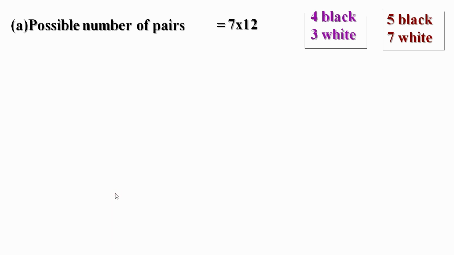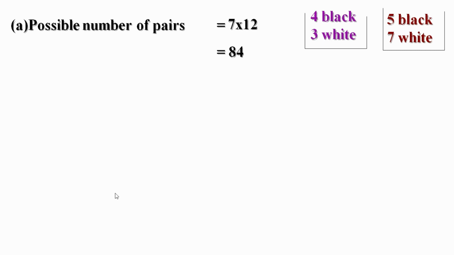We have to find the possible number of pairs. In the first box there are 7 beads and in the second box there are 12 beads. So the possible number of pairs is 7 into 12, that is equal to 84. Now we have to find the probability of both being black.